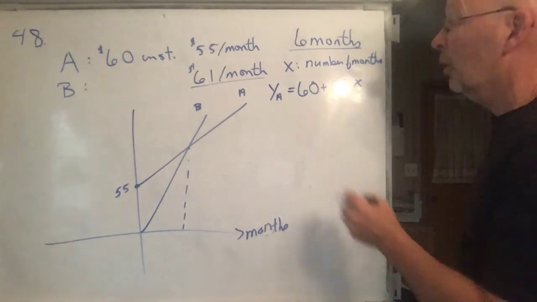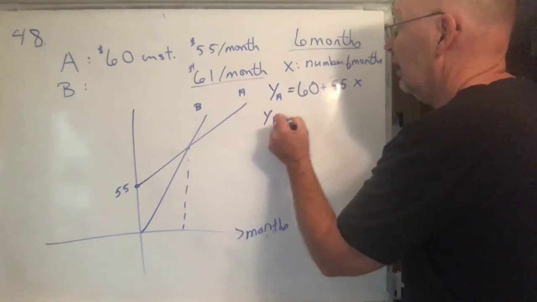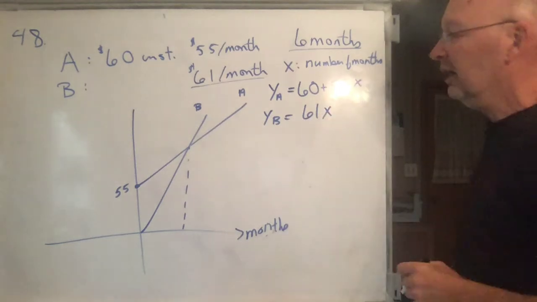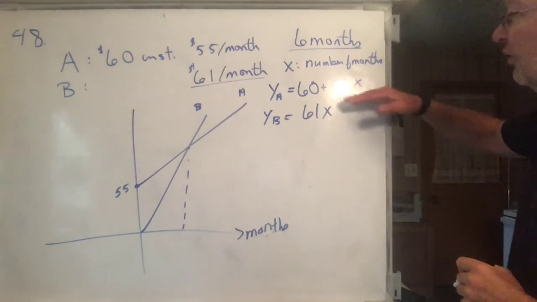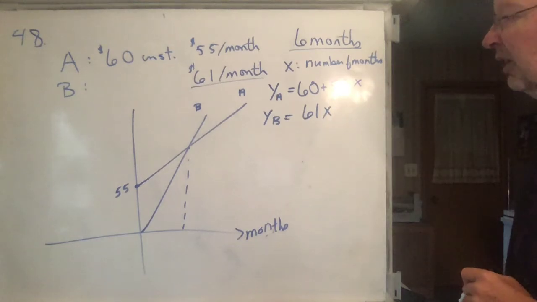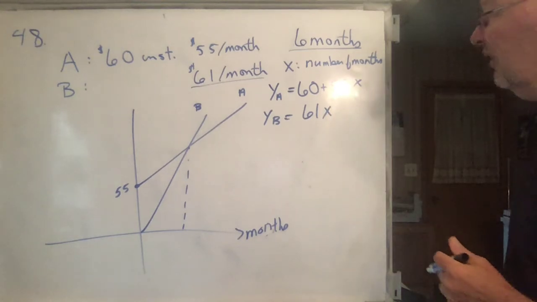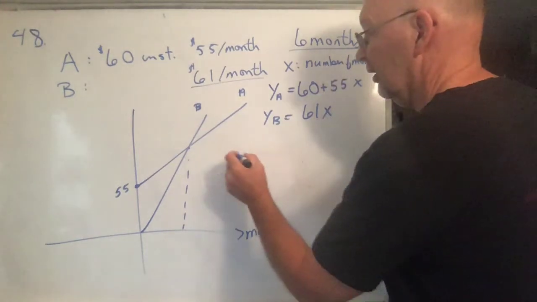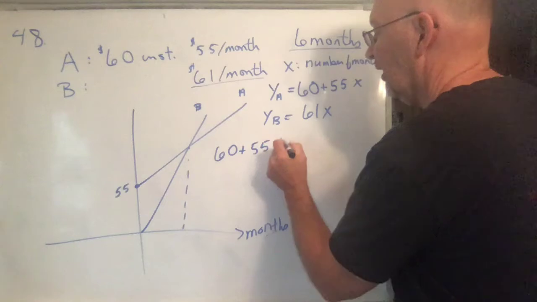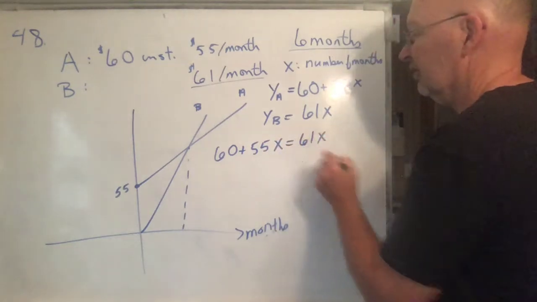Okay? Y sub B is going to be just a straight 61X. So those are the charges for A, and those are the charges for B, given that she's there for 6 months. And we want to know, when are they going to be the same? So let's set them equal to each other. So we'll go 60 plus 55X is equal to 61X.